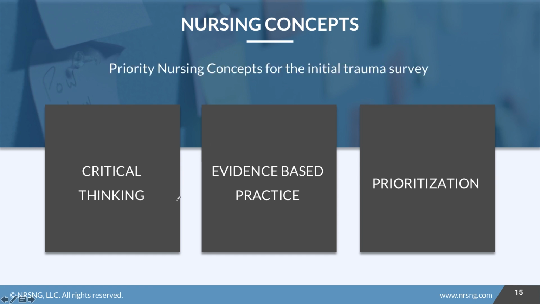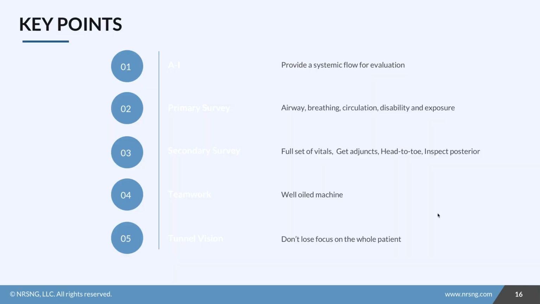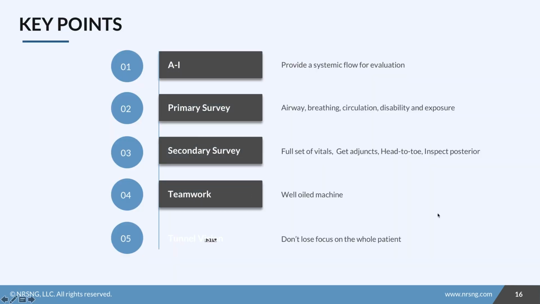Remember, guys, trauma is based on 3 principles: critical thinking, evidence-based practice, and prioritization. If you remember these things, everything we do is going to be based on these concepts. A few key things to remember. The initial trauma survey is based on A to I, and that provides our systemic flow. Primary survey is airway, breathing, circulation, disability, exposure. Secondary is our full set of vitals, our adjuncts, our head-to-toe assessment, and inspecting the posterior.